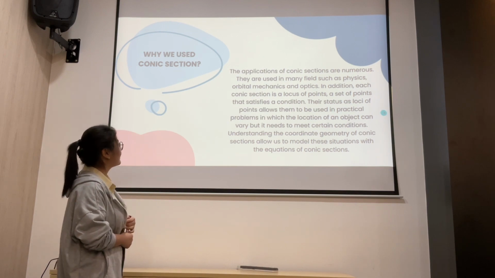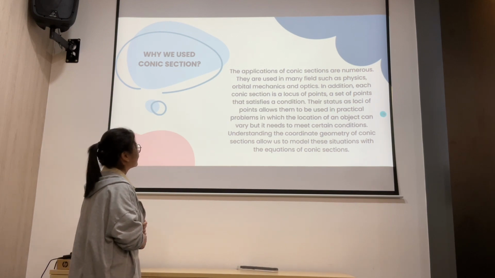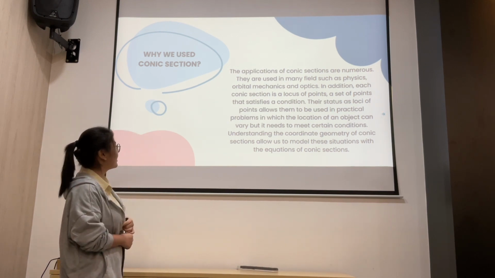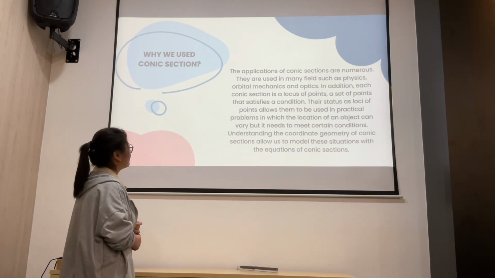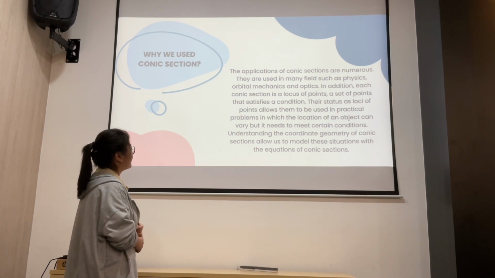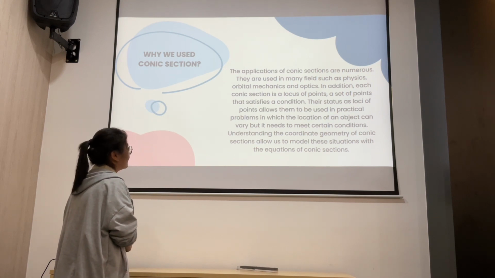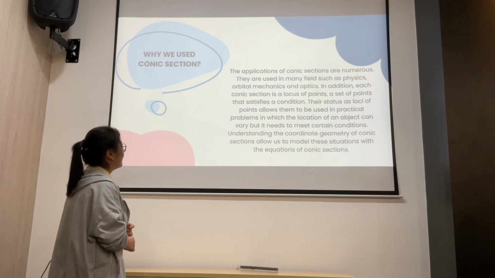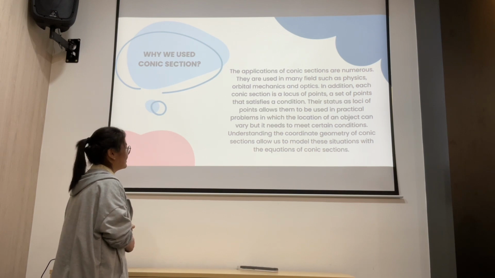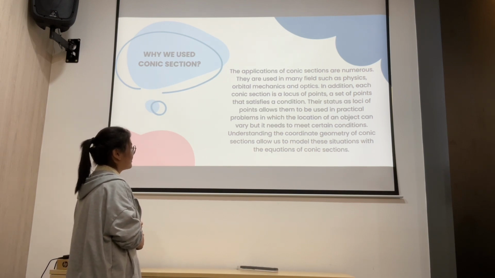In addition, each conic section is a locus of point, a set of points that satisfy a condition. Their status as a loci of point allow them to be used in practical problems in which the location of an object can be varied, but it needs to meet certain conditions. Understanding the coordinate geometry of conic section allows us to model this situation with the equation of conic section.